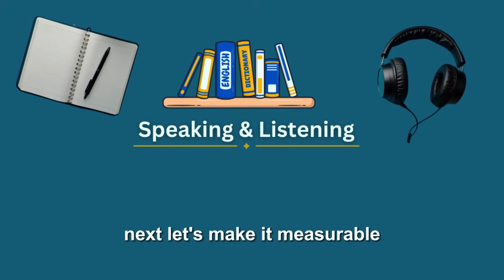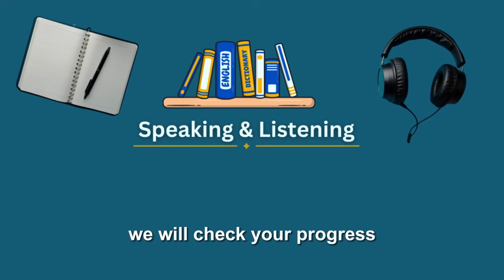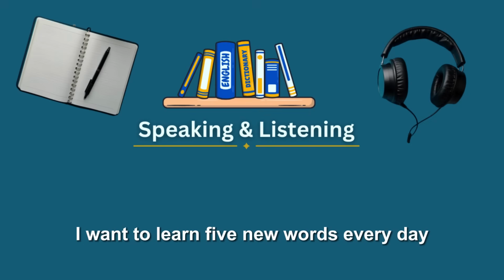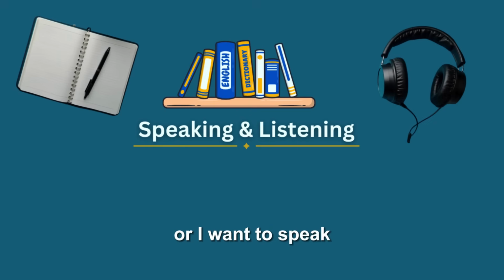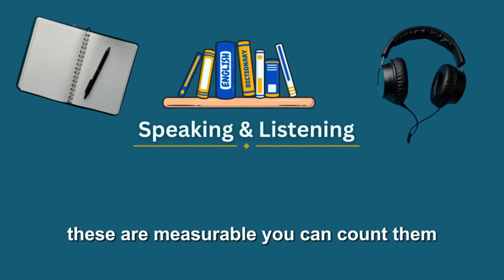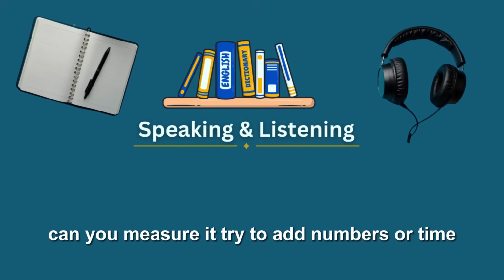Next, let's make it measurable. This means we need to know how we will check your progress. So I ask you, how much? How often? For example, you can say, I want to learn 5 new words every day, or I want to speak English with a partner for 15 minutes each evening. These are measurable. You can count them. So now, think about your goal again. Can you measure it? Try to add numbers or time.